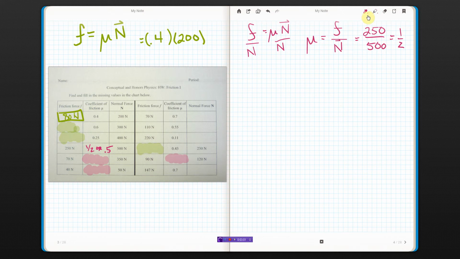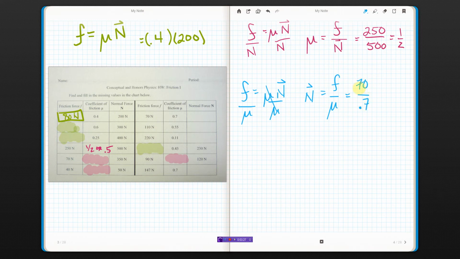Normal force, how about blue? Blue is fun. Same equation, but solve for the normal force. So that means dividing both sides by mu. And so the normal force ends up being the frictional force divided by mu. Okay, so the first one we need that on is this one. So let's go ahead and do that. I get 70 over 0.7.